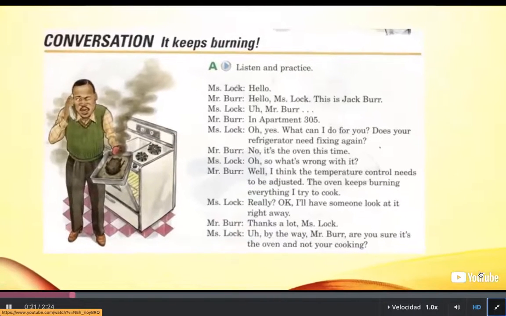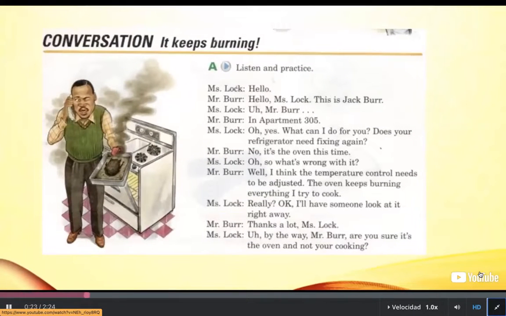Page 38, exercise 6, conversation. It keeps burning. Part A, listen and practice.